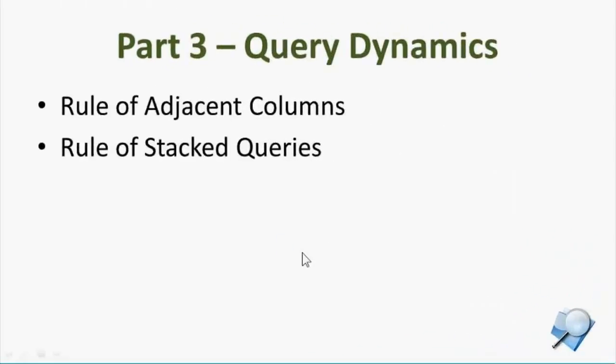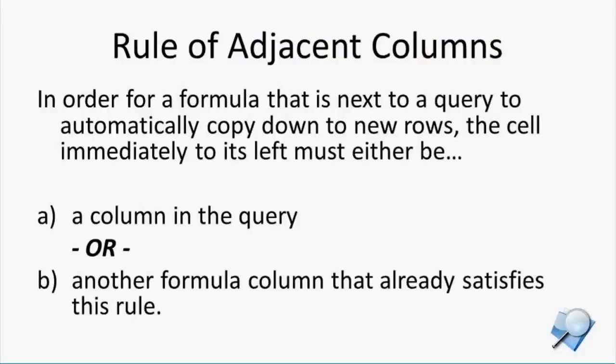Part 3 is just a few things to be aware of when you're using queries so that you don't accidentally break something. There are 2 rules, and if you get these 2 rules, you should be golden. First rule is the rule of adjacent columns, and I already kind of alluded to that in that when I build a query like the one I had, the first 2 columns were the query, account number and account title, and the next 2 columns are formulas.